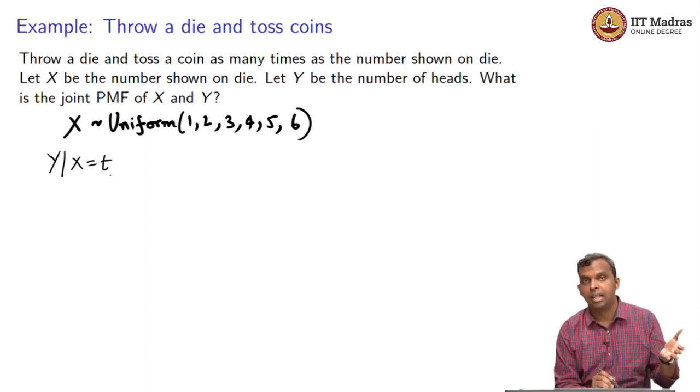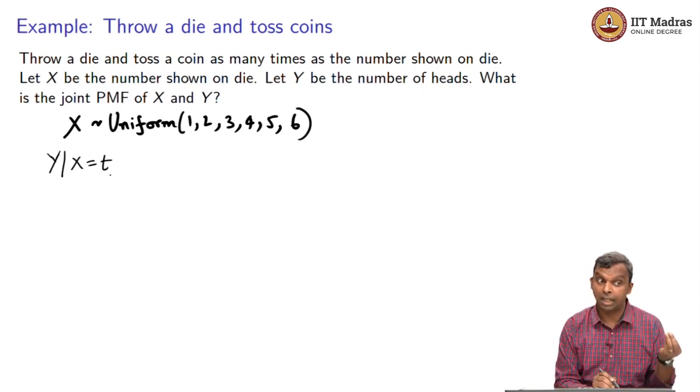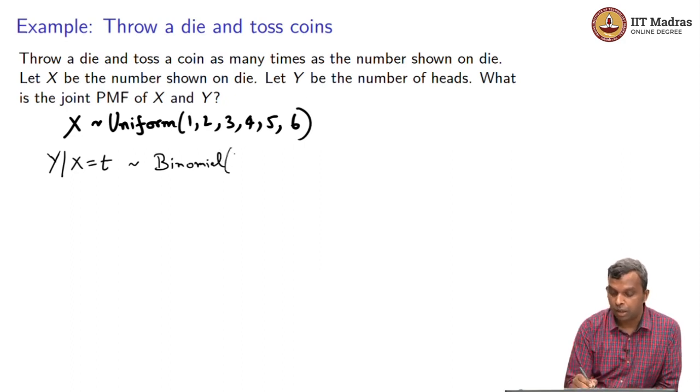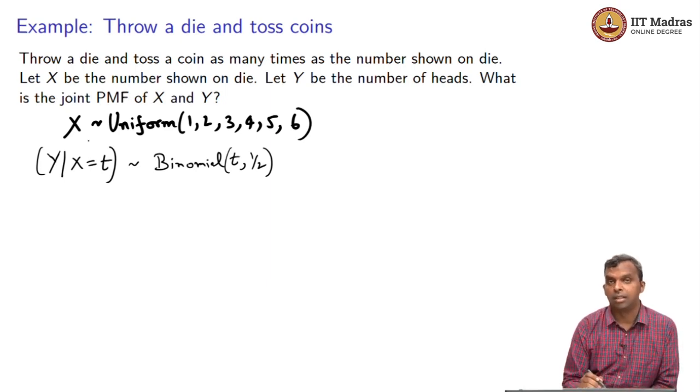So, you have thrown a die and x has taken a value t, as in the number t showed up in the die. So, you are going to toss the coin t times, okay, and y is the number of heads. So, y given x equals t is going to become binomial. We have seen this before, it is a binomial of t comma half, okay, number of heads when you toss the coin t times. This is y given x equals t, okay. So, you have the marginal x and then the conditional y, and now you can use the multiplication to do.